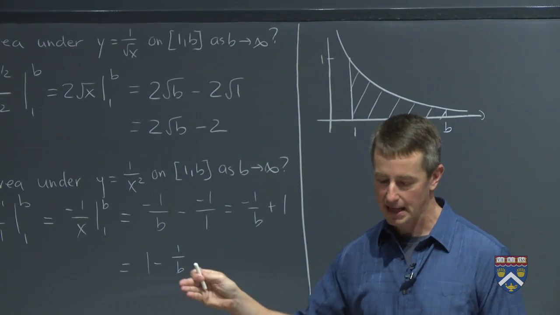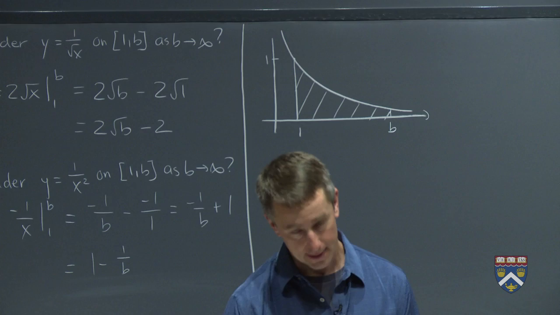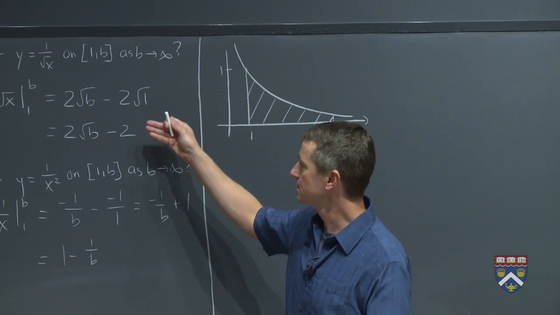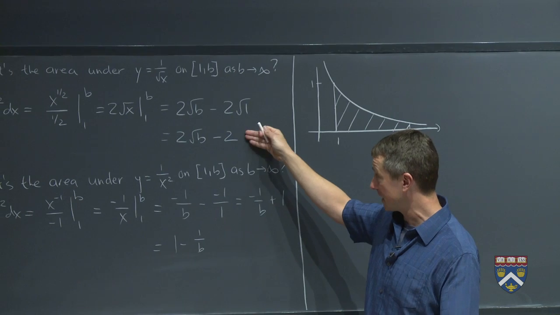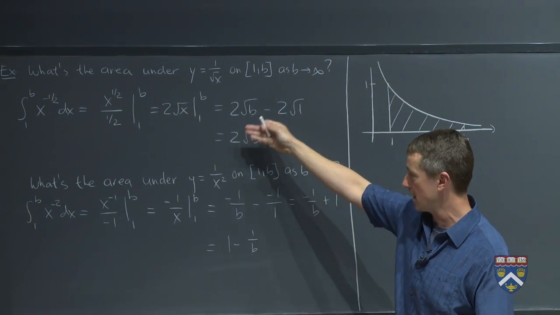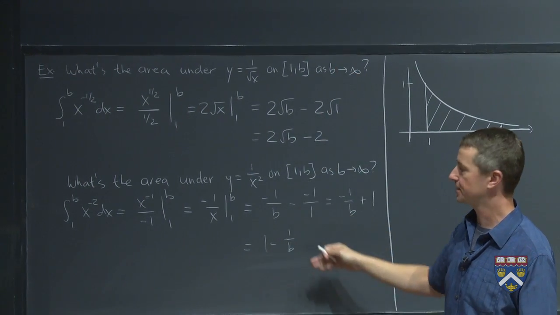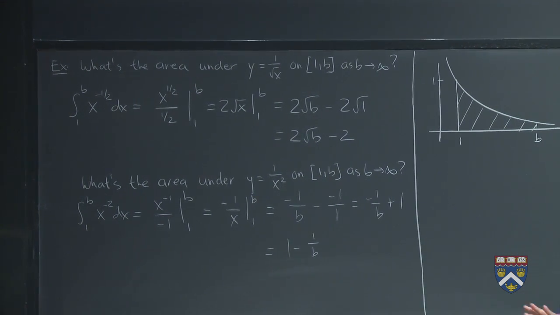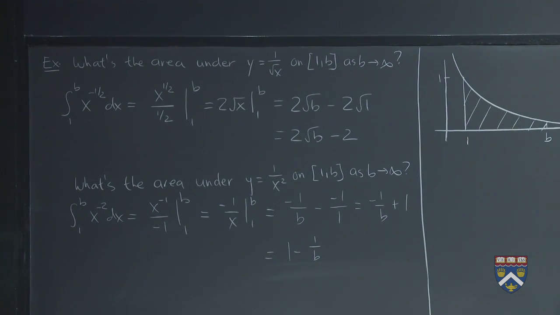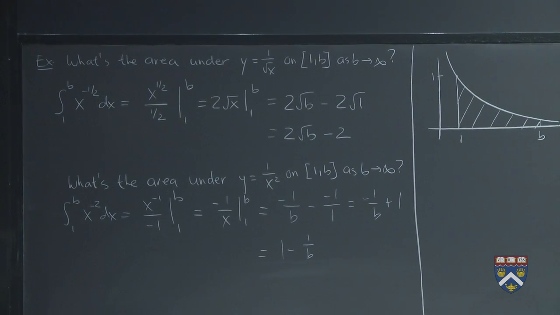So now your job is to take the applet and explore what happens. You're going to have to change the function to get to the second one. But what happens when b gets bigger and bigger and bigger? How much area do you get under this graph? How much area do you get under this graph? You're looking at a shape that is infinitely long, and the question is, must it have infinite area as well?